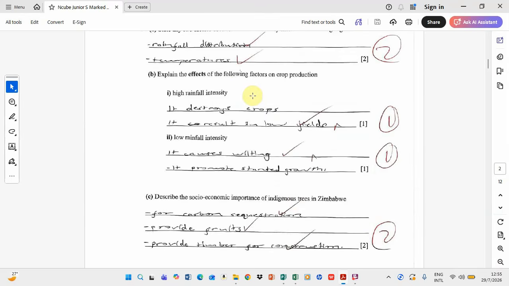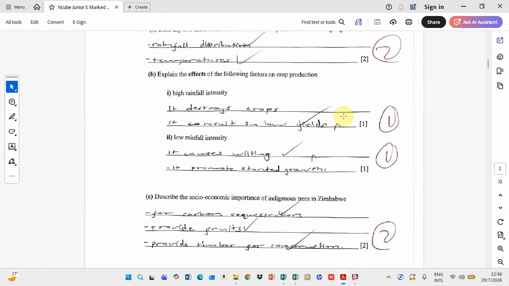First factor is high rainfall. If there is high rainfall, there is a likelihood of having a leaching, which leads to loss of nutrients, leading to poor crop productivity, since the nutrients will be leached or washed downwards. So that's one of the effect of high rainfall.